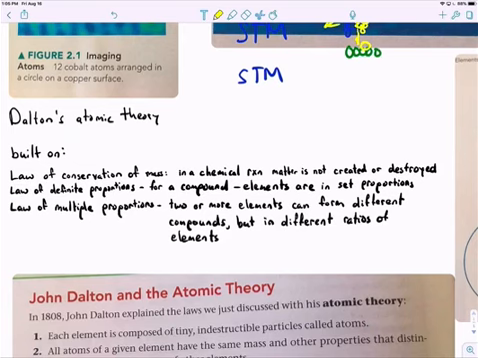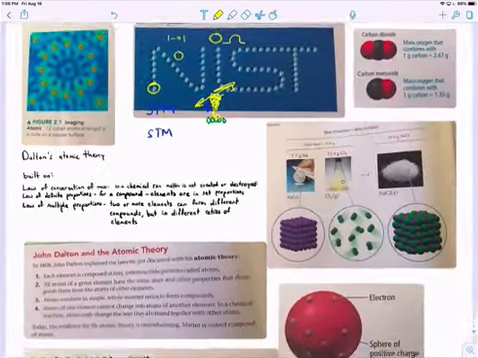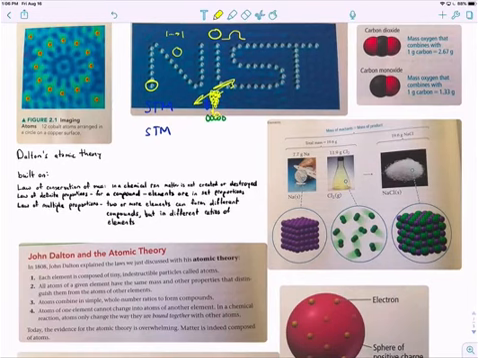He was right about atoms. He was wrong about them being indestructible. He was wrong about them all being the same. We'll learn later about isotopes, where you have the same element. Each element has the same number of protons, but a different number of neutrons. Those are known as isotopes. So he was a little bit wrong about that, and we'll talk about that later as atomic theory has developed.